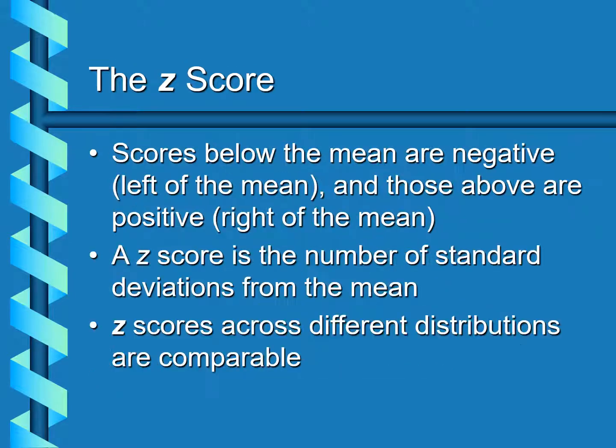Z-scores below the mean are negative. If you had an IQ score of 95, that's 5 below the mean of 100, so depending on the standard deviation you'd have a z-score of about minus 0.5. Those above, to the right of the mean, are called plus ones. It's the number of standard deviations from the mean. That's all we're doing, converting our values to standard deviations. And z-scores across different distributions can be comparable.